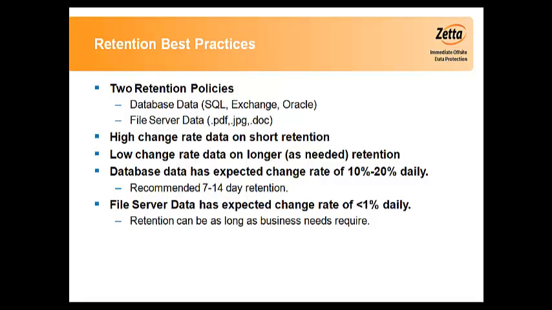Database data has an expected rate of change of around 10 to 20% daily based off of what we've seen across our customer base, while file server data has an expected change rate of less than 1% daily.